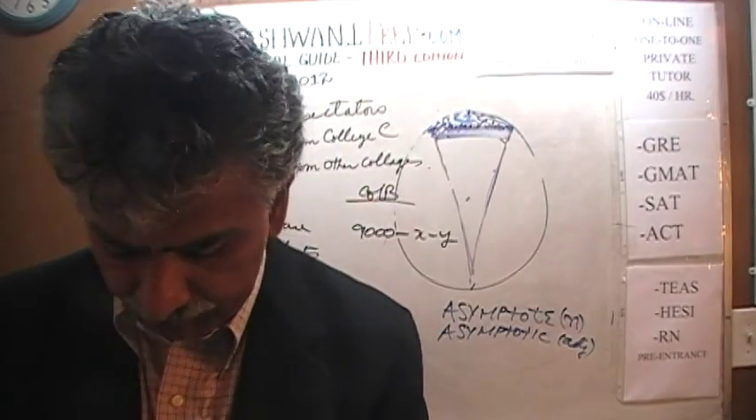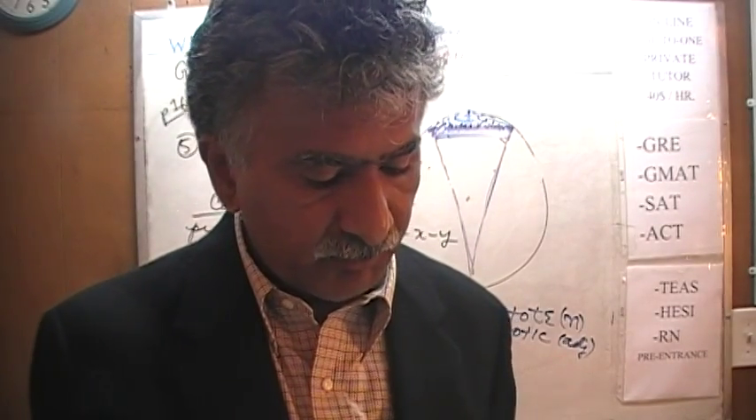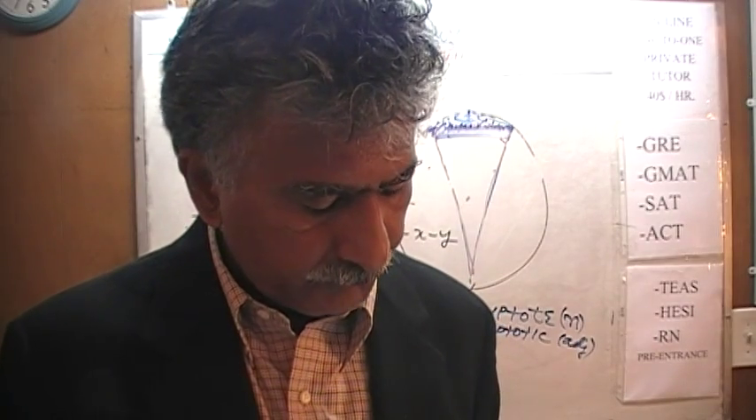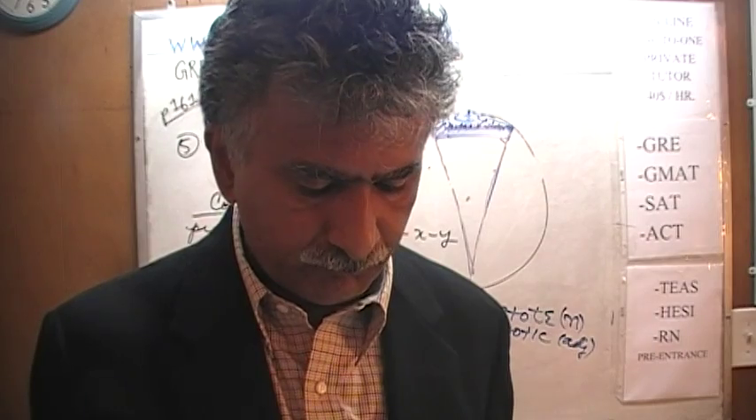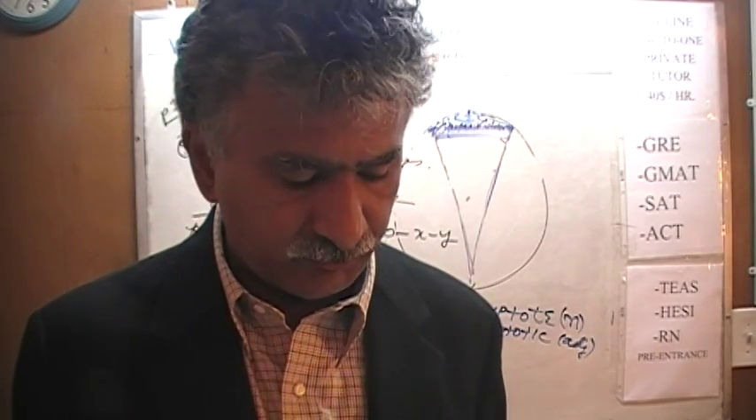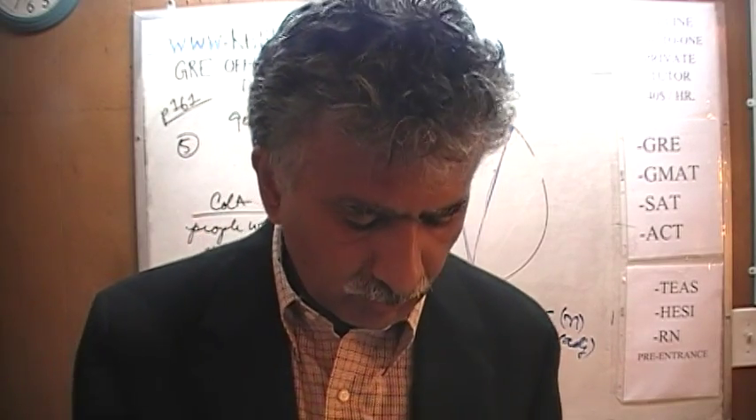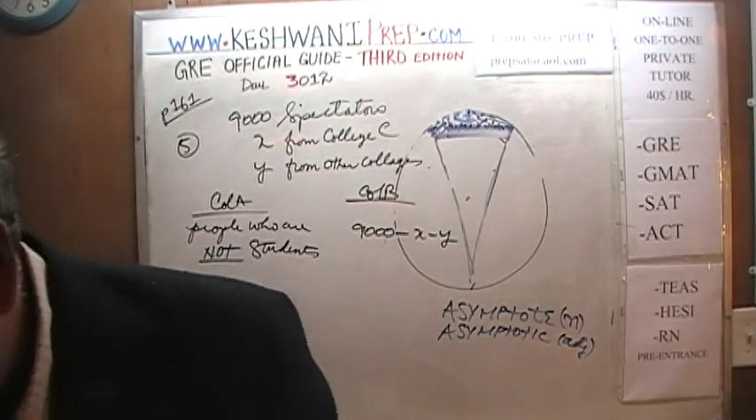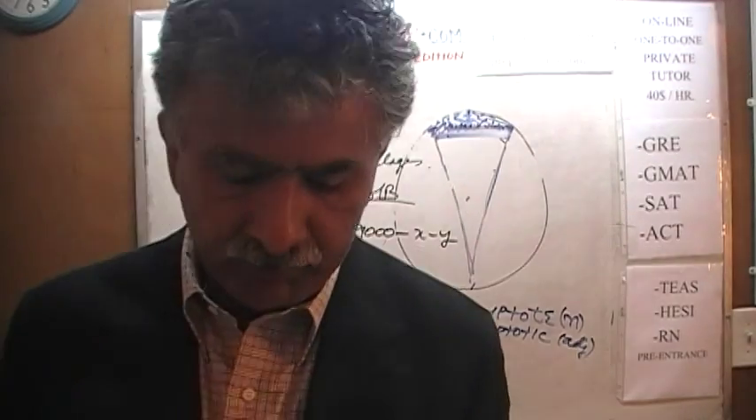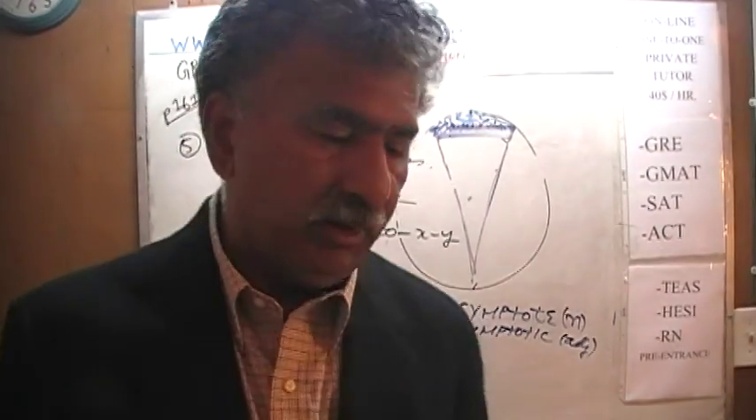Let's read the question actually properly. You have the book in front of you, you read it yourself. It says, among the 9,000 people attending the football game at College C, there were X students from College C, and Y from other colleges. Column A says the number of people attending the game who were not students. How many of the spectators, given the fact that there were 9,000 in total, how many of those 9,000 spectators were not students? Well, let's find out, shall we?